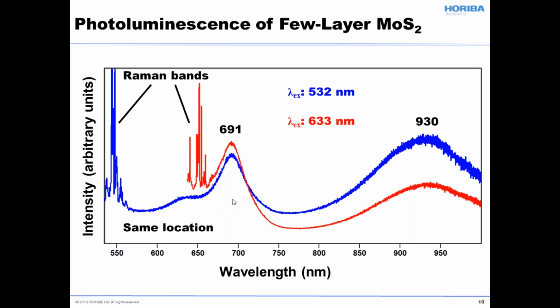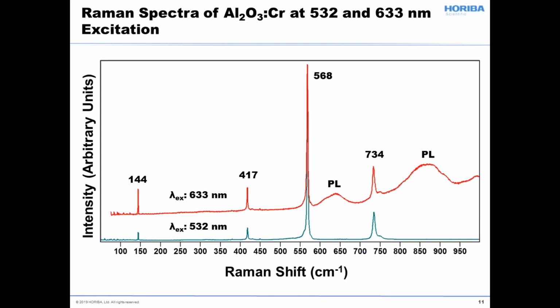All right. So what does this demonstrate? This demonstrates that with a Raman spectrometer, if the photoluminescence and the Raman scattering are sufficiently separated, you can do both, quite frankly, with the same instrument, with the same spectrometer, do photoluminescence and Raman spectroscopy. Now here's another example of that as well.